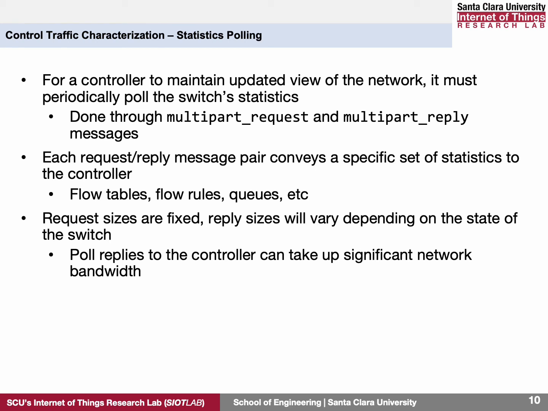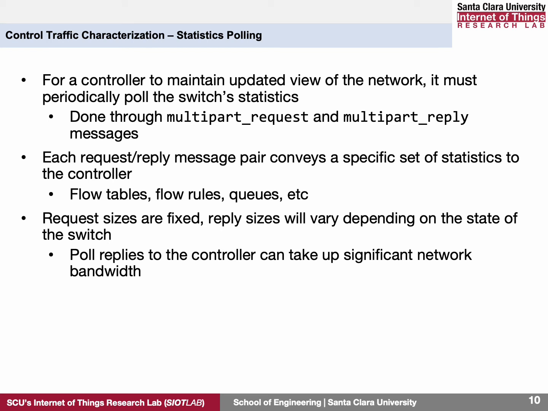Since each multi-part request and multi-part reply message will only convey the statistics of one specific part of the switch to the controller, if the controller wants to query the complete state of the switch, it must send multiple multi-part request messages to the switch. For example, there will be a separate multi-part request message for flow table statistics, flow rule statistics, and queue statistics.